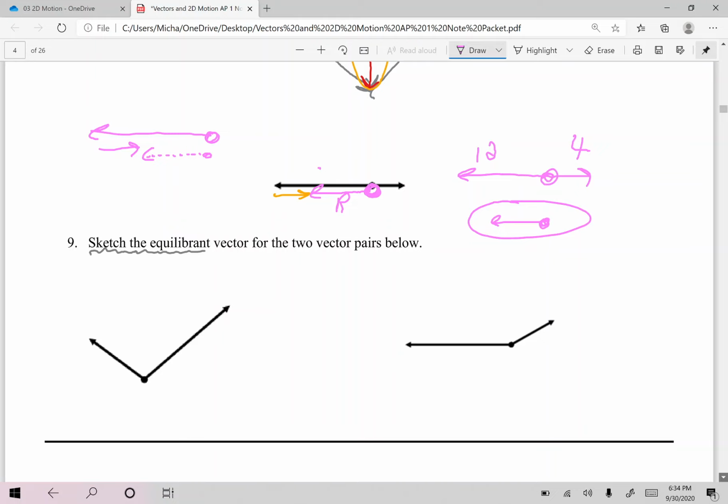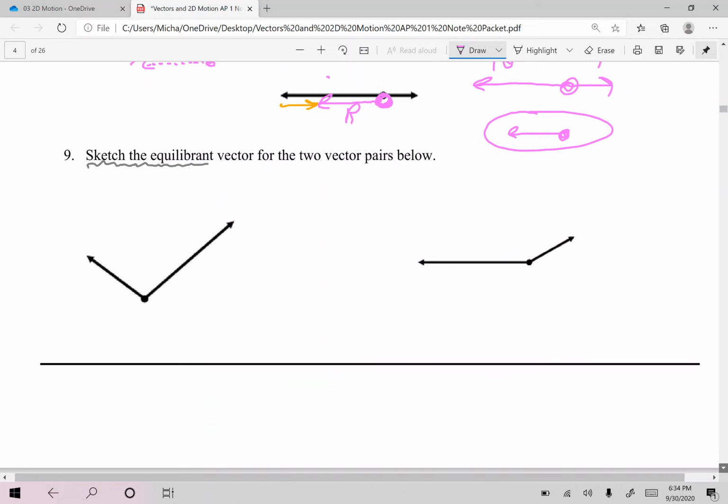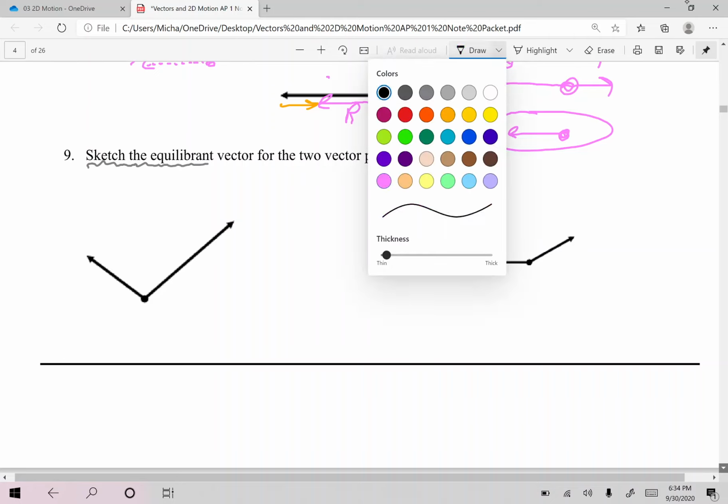Last up, sketch the equilibrium. All right, like I said before, I kind of expected you to get a little stumped here, so let's walk through this one slowly. Remember, the equilibrium is something that cancels out the resultant. So let's draw the resultant first.